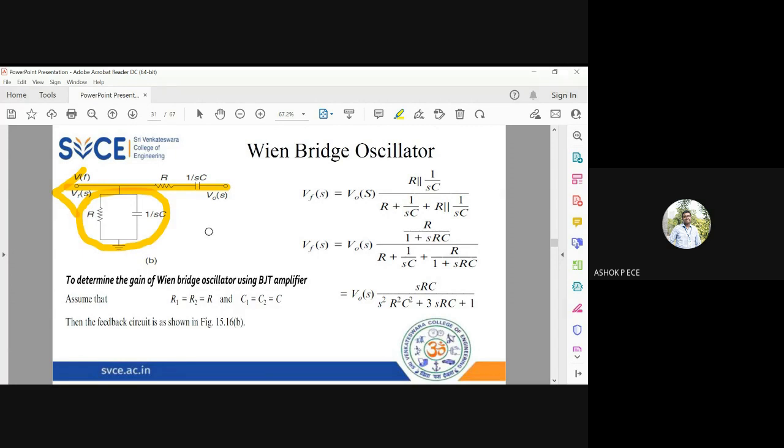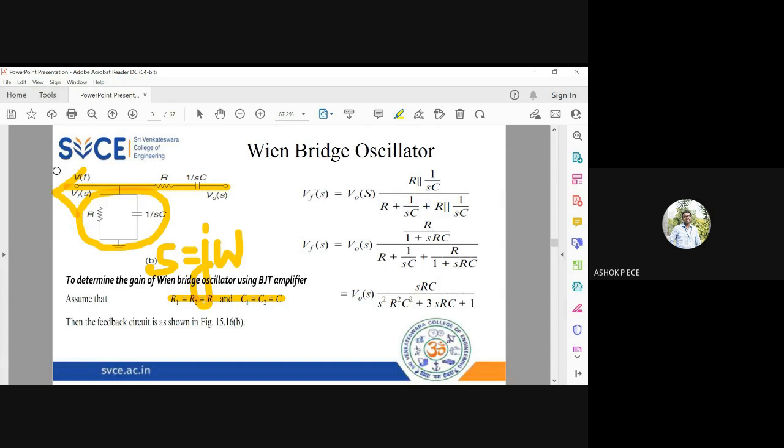And one usual notation is wherever you have j omega, it is simplified, it is taken as S. As per Laplace transform, you will take S is equal to j omega. So wherever you have the reactance of capacitor 1 by j omega, you write it as 1 by SC. That is going to be the simplification. So we'll assume all the resistances to be same and all the capacitances to be same. Assume R1 equal to R2 equal to R and C1 equal to C2 equal to C. So this forms a perfect voltage divider.